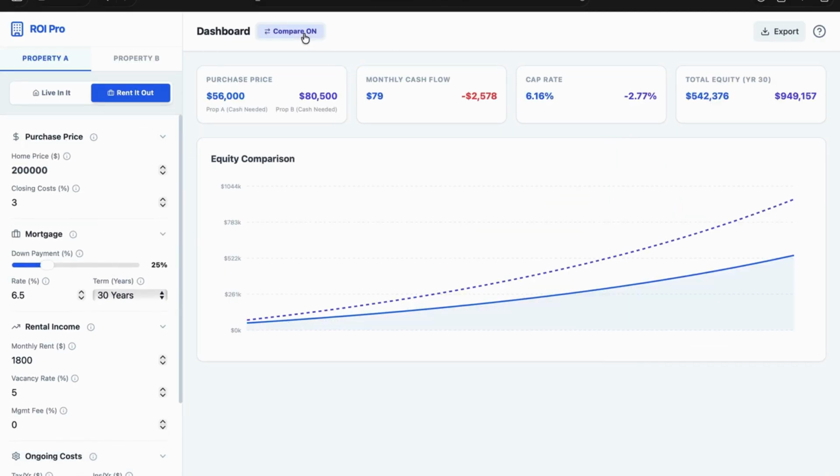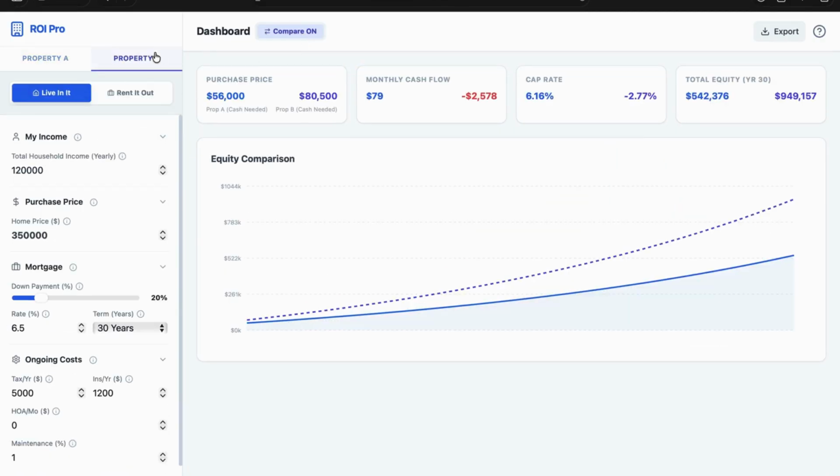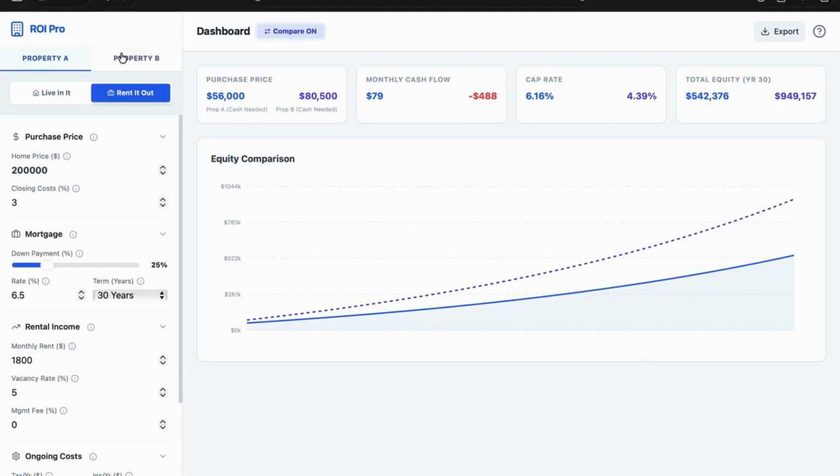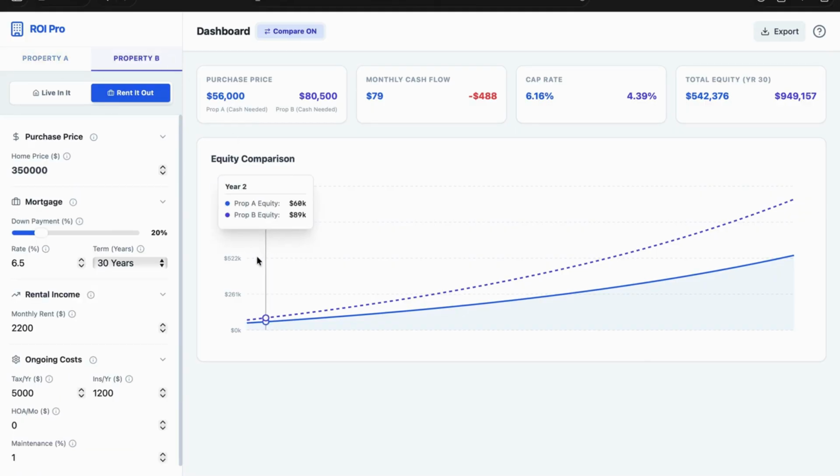Can't decide between two properties? Toggle the compare switch to on. Now you can view property A and property B side by side. The equity comparison graph clearly illustrates the performance difference over a 30-year term, helping you pick the winner.